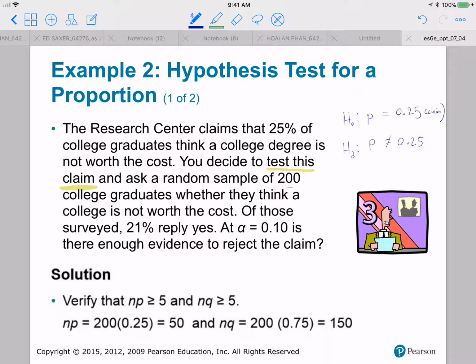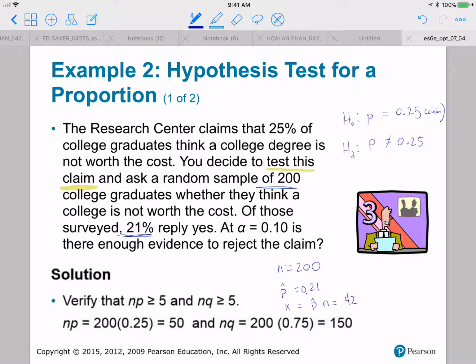Okay, we sampled 200, so that means N is equal to 200. And of those surveyed, 21% reply yes. So P hat is equal to 21%, so that's 0.21. And X, which is equal to P hat times N, is going to equal 42. Okay, now at the 10% level, is there enough evidence to reject the claim?